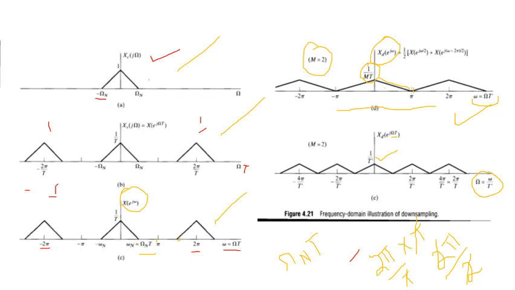So after dividing with t dash, this point will become 2 pi by t dash, this point will become minus 2 pi by t dash, and these are the next copies. So what happens is that our spectrum expands. So this is the frequency domain illustration of downsampling. Let's move on to the next slide.